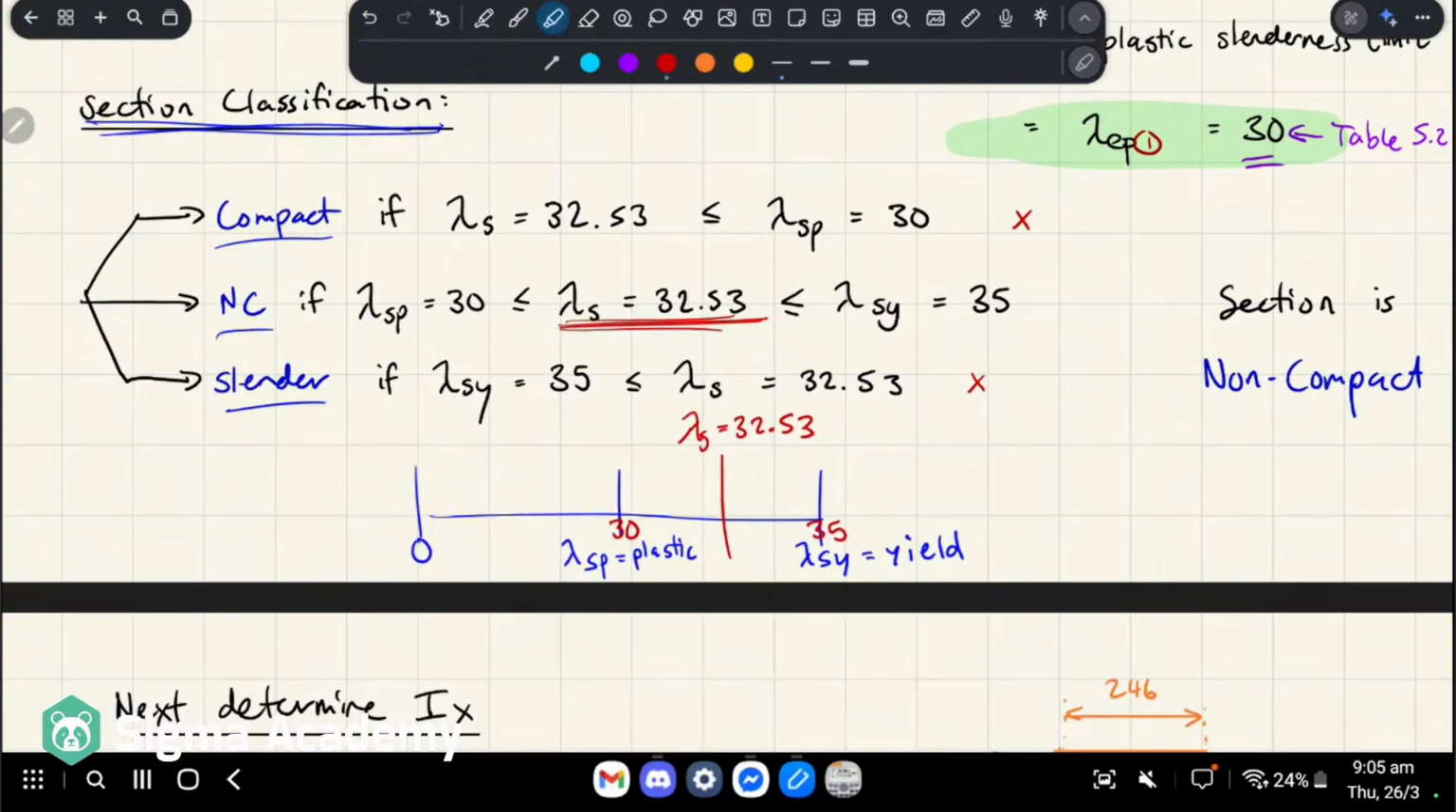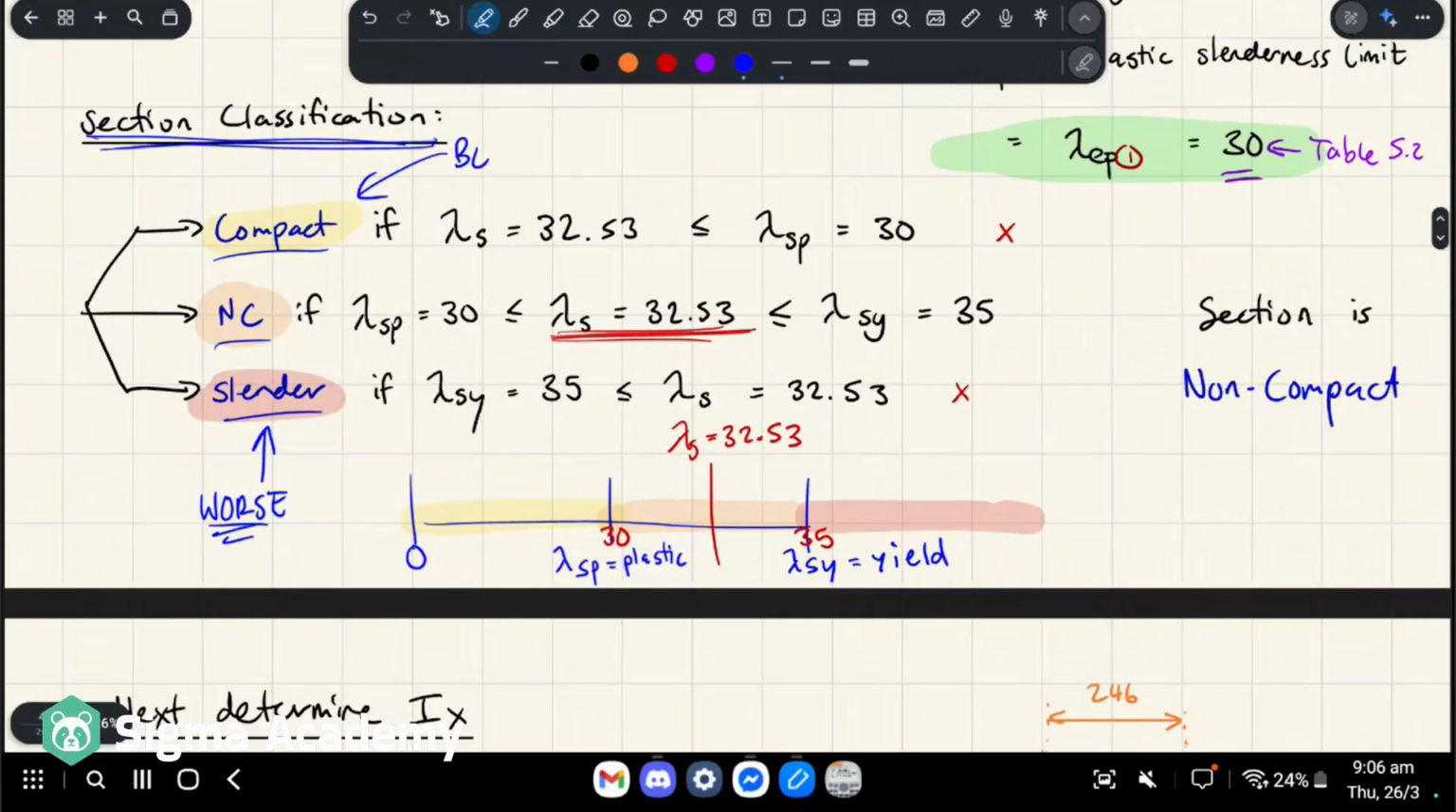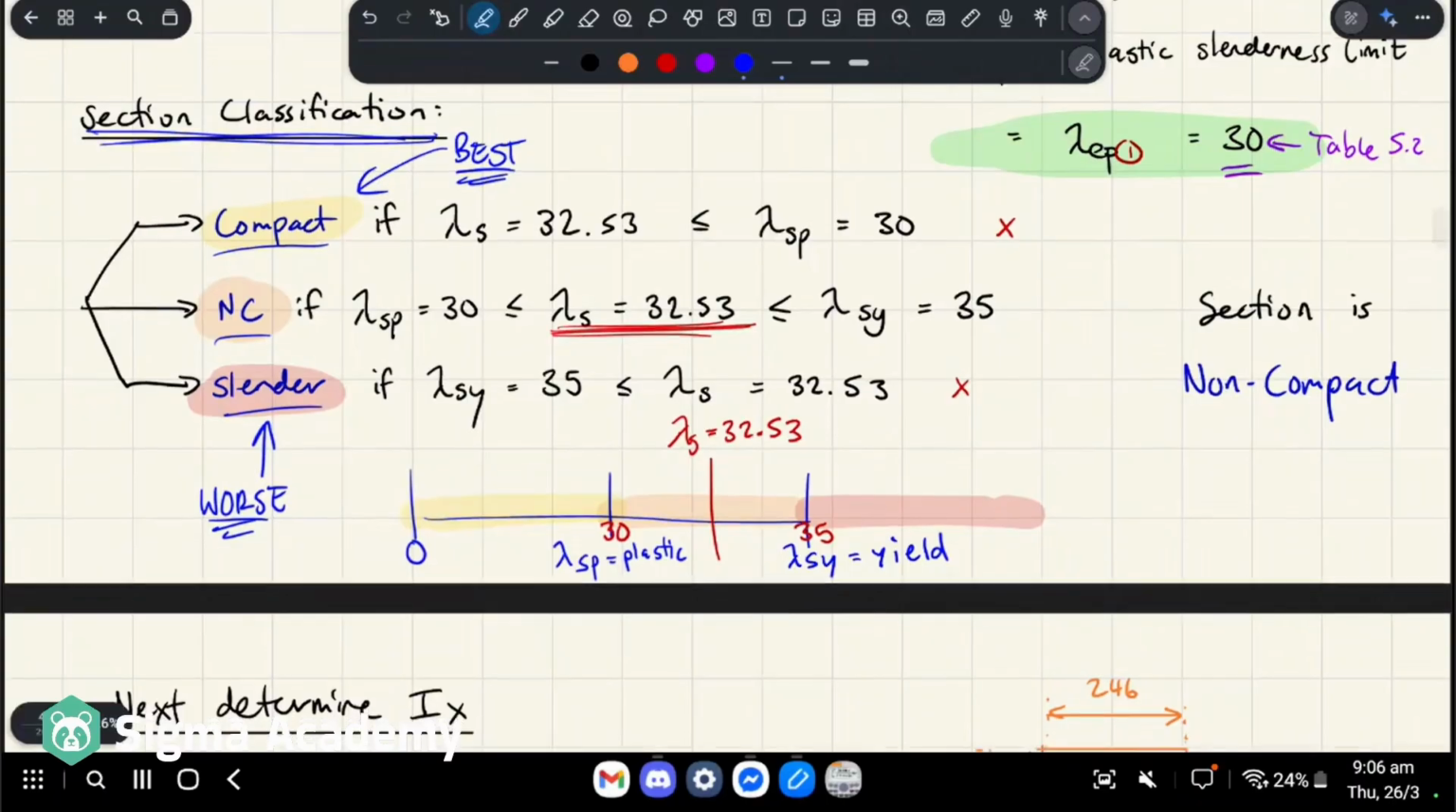So red would be, let's do it as bad, would be out here. Orange would be here. Yellow would be here. Okay, so yellow is if our section is compact. Orange is if our section is non-compact, and red is if we're slender. So remember, slender is the worst, so I've done it in red. Just means that you're going to lose a lot of the capacity. Compact's the best in terms of not losing as much of your capacity.